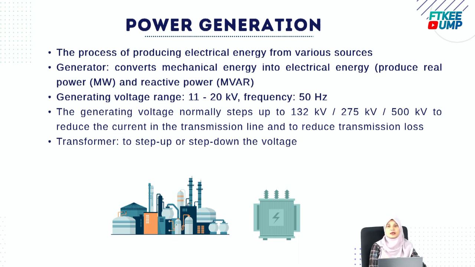The generating voltage is normally stepped up to 132 kV, 275 kV, or 500 kV to reduce the current in the transmission line and to reduce the transmission losses. It also has a transformer whose function is to step up or step down the voltage.